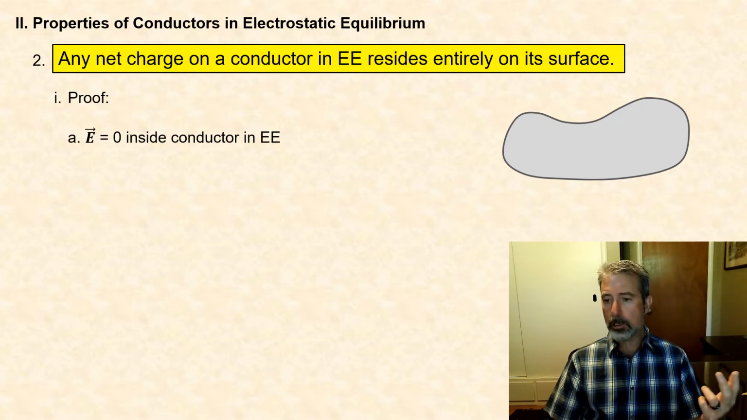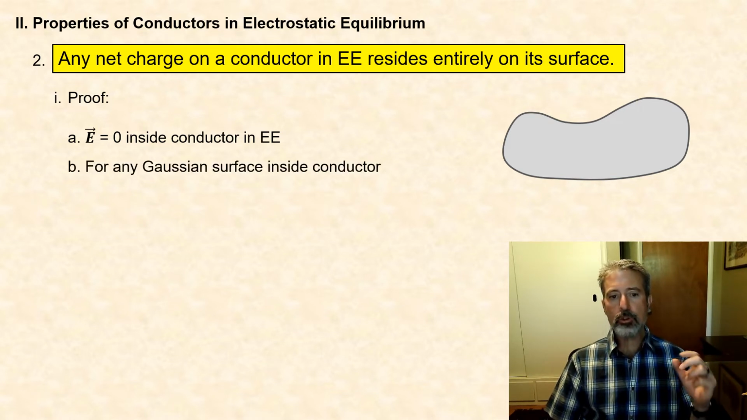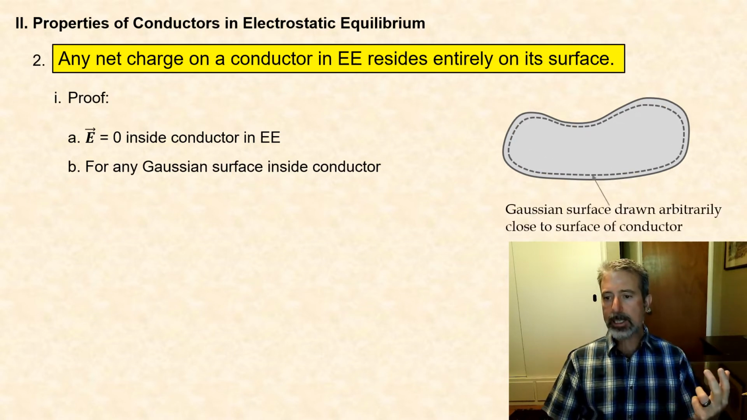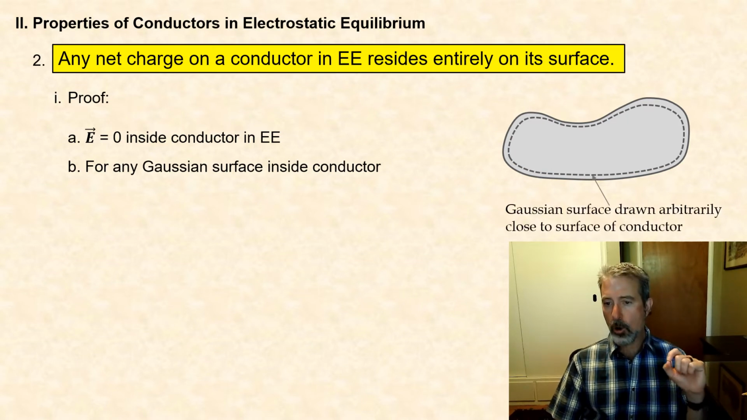What we're going to do is apply Gauss's law to any Gaussian surface that is inside that conductor. And we're going to draw that Gaussian surface arbitrarily close to the surface of the conductor, since we're justified in doing that.